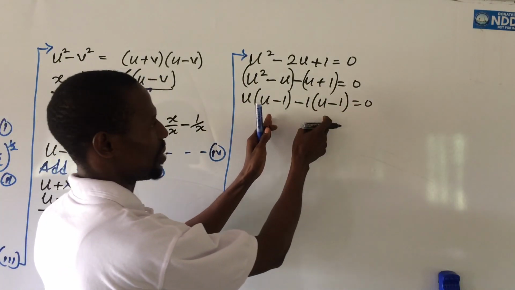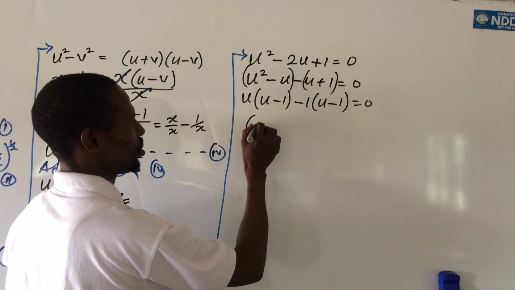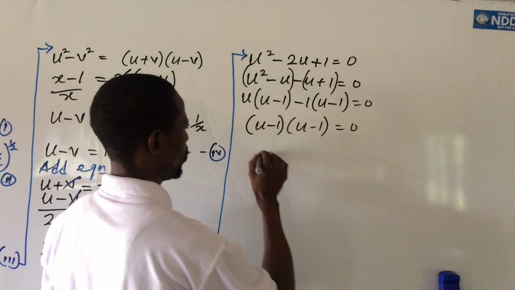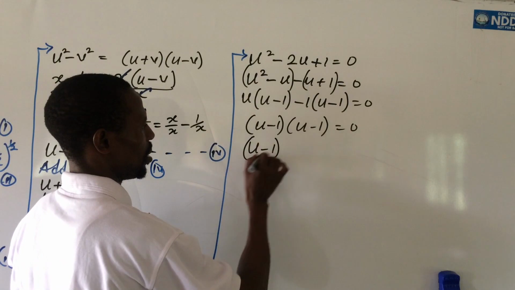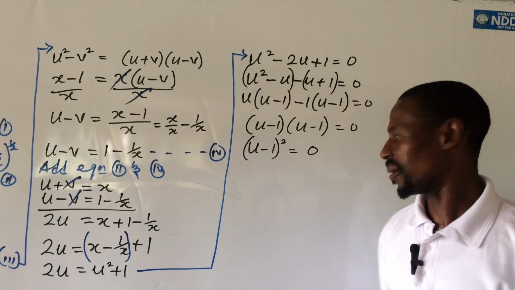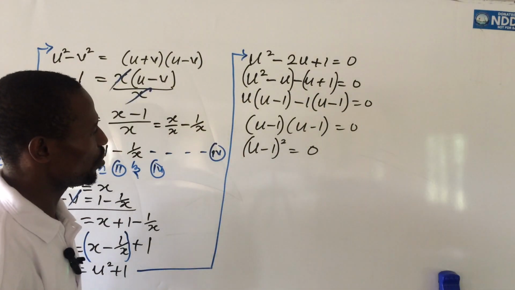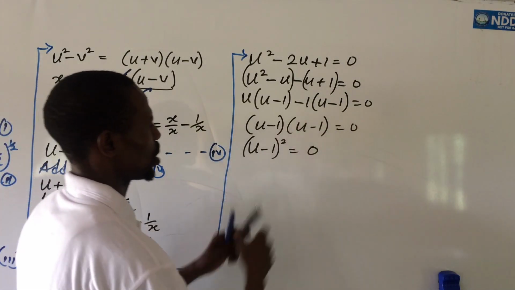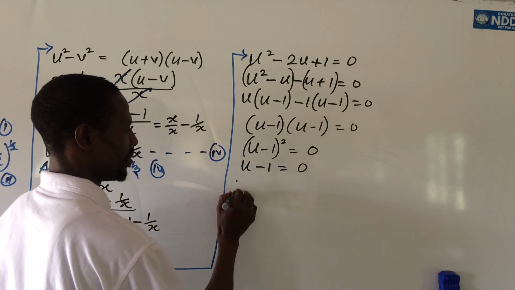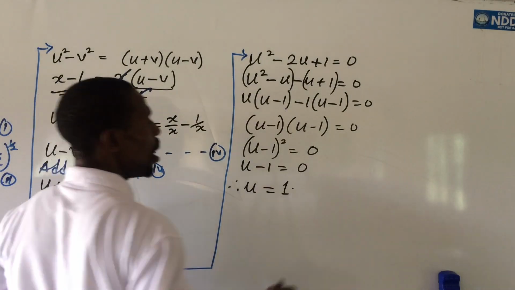So the terms we have in the bracket are the same, u minus 1. So automatically we're going to have u minus 1 into u minus 1 equal to 0, so we have u minus 1 all squared equal to 0. Any confusion? No. Now, this thing is getting more and more interesting. If we take the square root of both sides, we have u minus 1 equal to 0, so therefore u is equal to positive 1.